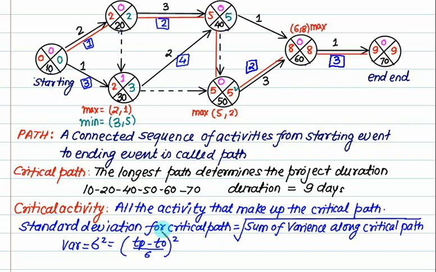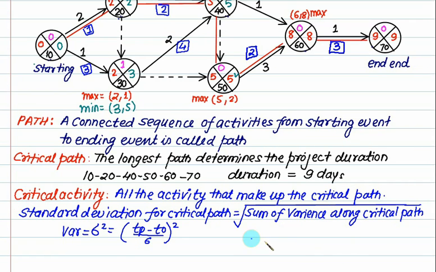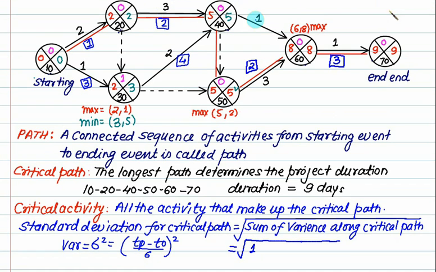So what is this sum for this particular case? This sum equals the square root of: this is a critical activity, that is 1. Then this is a critical activity, that is 2. Then this one is a critical activity, that is 0. So this one is 2, and this one is 2. Then this one is 3. So 3 plus 2 is 5, 5 plus 3 is 8. So this value equals root 8. Okay, so you can very well calculate the variance for any critical activity.